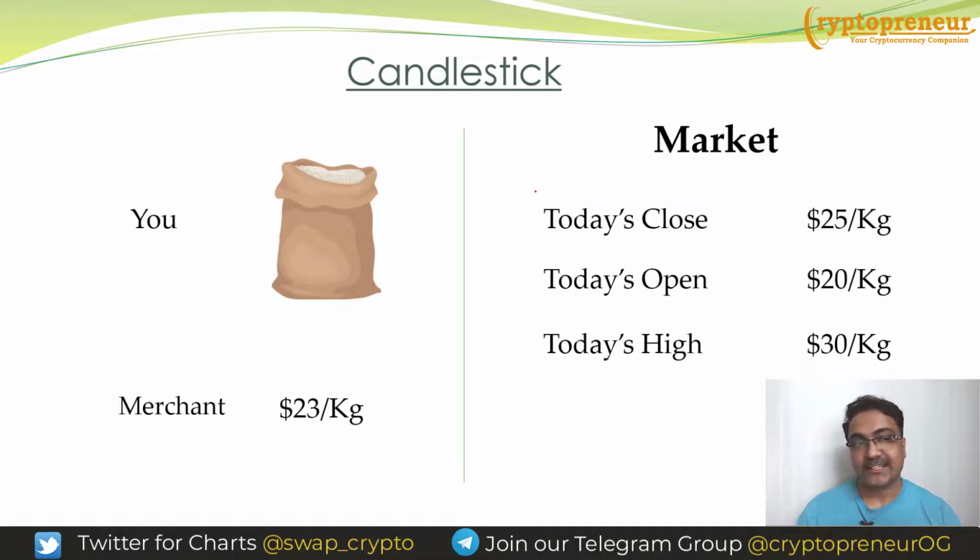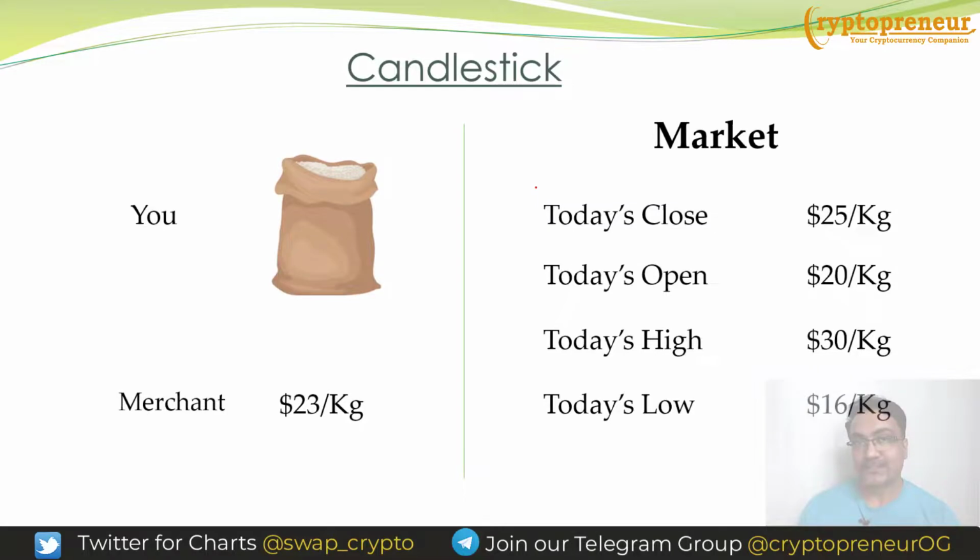Now again you start thinking, man, today's $30 was the highest price and this man is just giving me $23, which is very less, right? You again go to that merchant and start fighting with him that you are offering very less price, I need you to increase the price, and you take it at $25 or leave it. Then the merchant again gives you one additional piece of information: don't you know today's lowest price was $16 per kg.